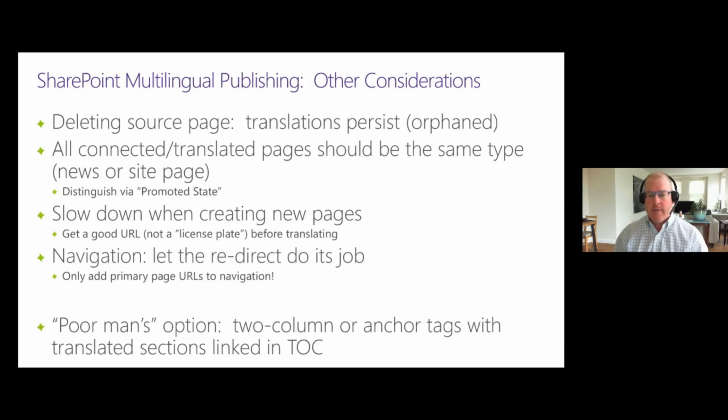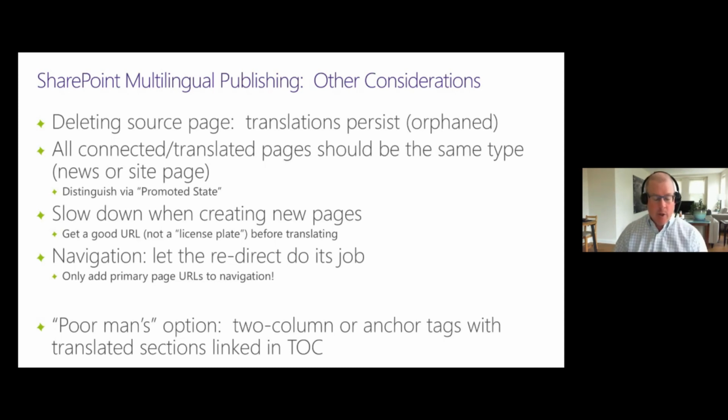And if all this feels like way overkill for you, you have no appetite for it, way too complex, there are poor man's options. You can create a 2-column layout with language 1 in one column and language 2 in another column. You can create sections containing translated content and then use anchor tags to create a table of content at the top.